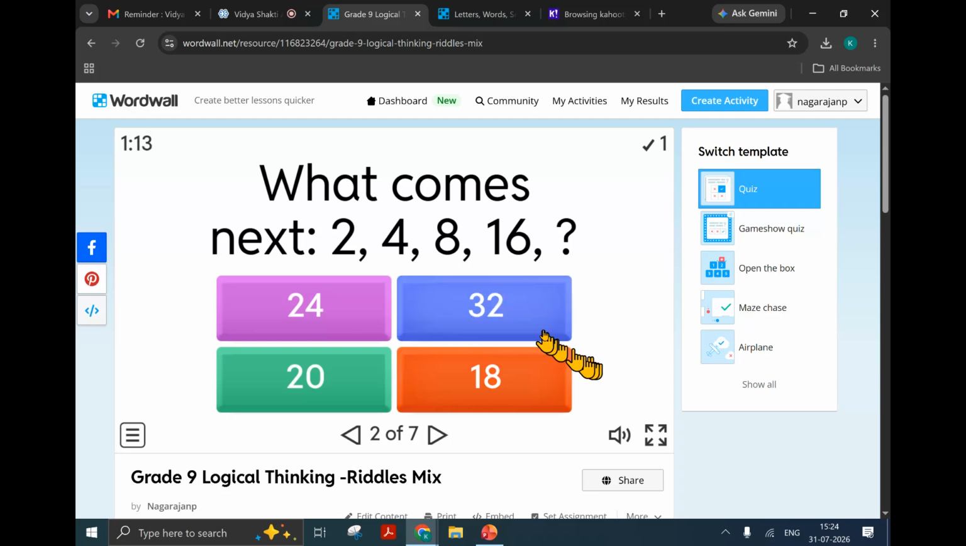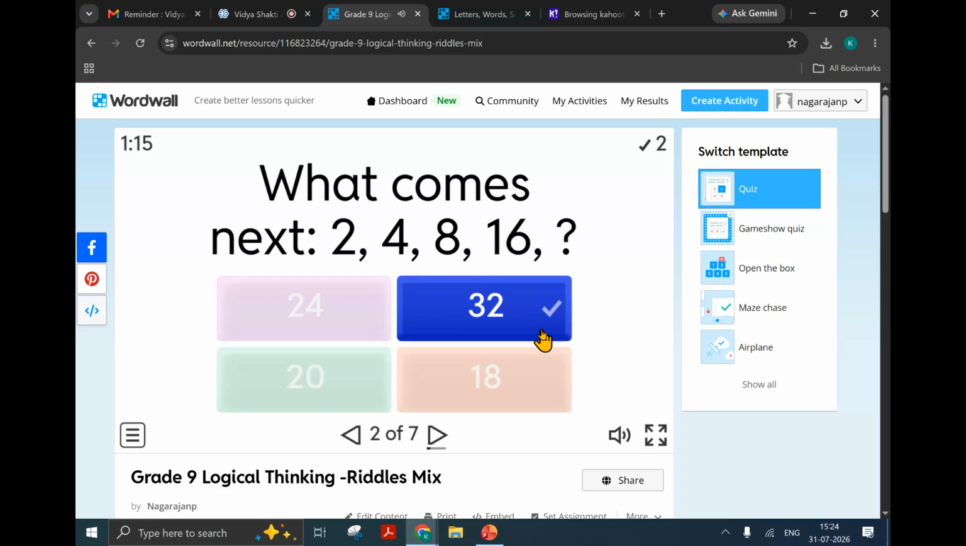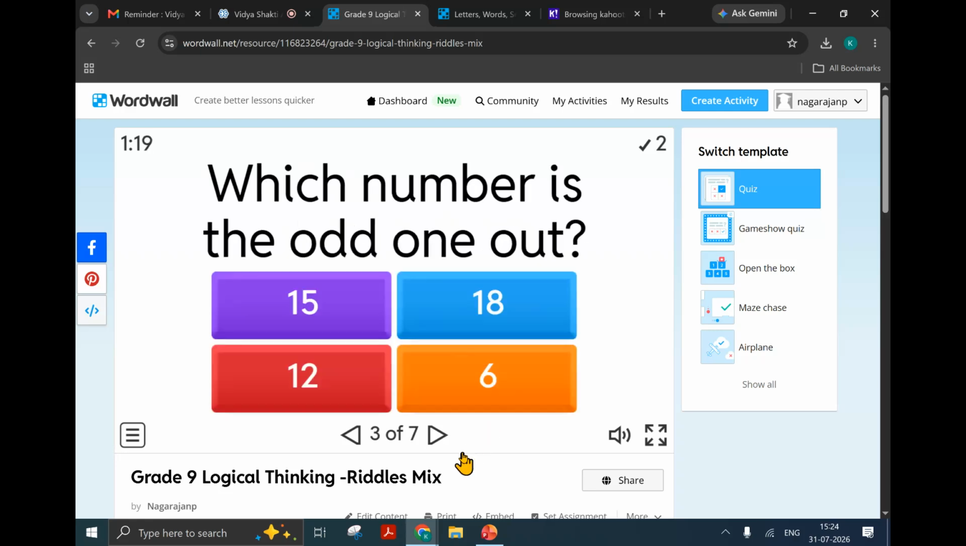And I'm guessing the answer as 32. Okay, write the direct answer or the option in the chat box. Which number is the odd one out? Odd one out ante enti? భిన్నంగా ఉండేది. Something that is different from the others. 18, 18, 12, 6.